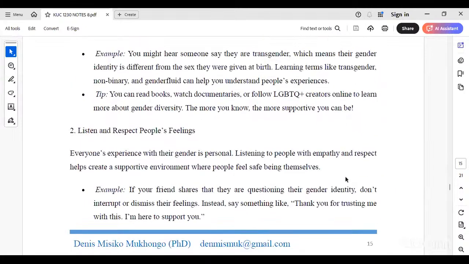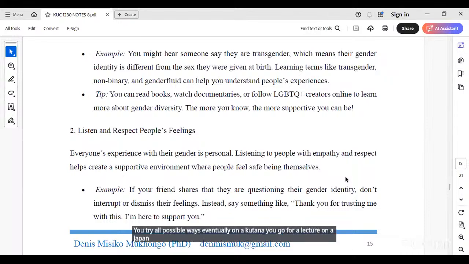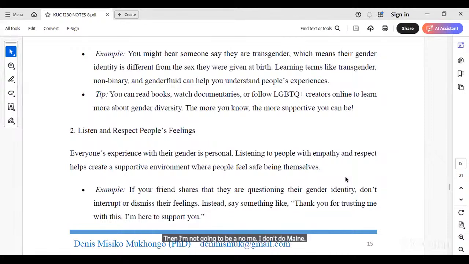So we need to also listen and respect the people's feelings. Assume there is a girl you want to date. You are a first year, you have come from home, a young man, you have seen a beautiful girl you want to date. You try all possible ways. Eventually you meet. You go for a lecture, you find it is you and her who got there first. Then you throw pick-up lines. Then she tells you no, me I don't do men. Me I only date women. Okay. You don't need to leave there and start announcing it. Respect. Okay. Respect her feelings.